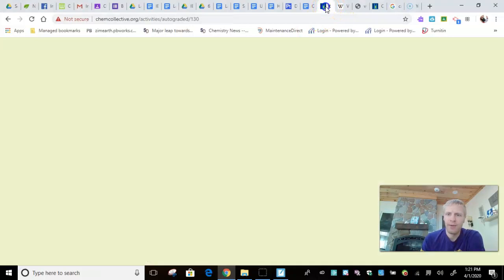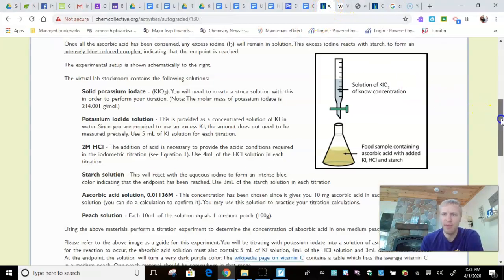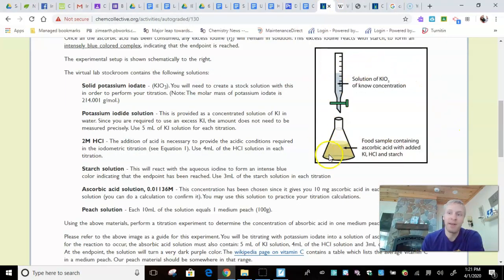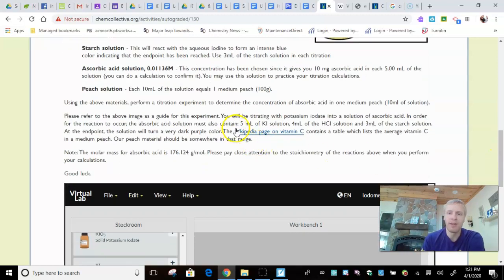All right, so going to the actual experiment, here is a nice picture. Reference it. Picture's worth 1,000 words. Here it is, solution of KIO3, right near the burette. And here it is, your food sample, which is your ascorbic acid, or your peach in this case, added with the KI, HCl, and starch, and they do tell you in this section how much you need, and they kind of summarize it perfectly for you. 5 mils of KI, 4 mils of HCl, and 3 mils of starch solution.